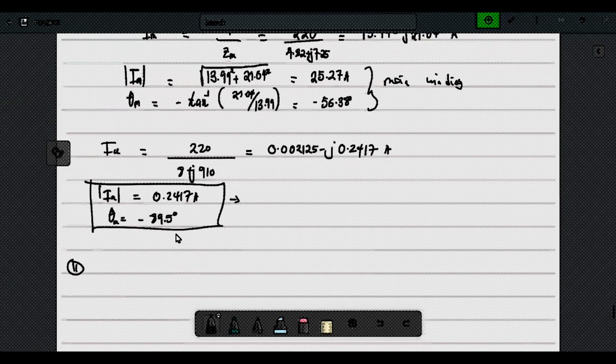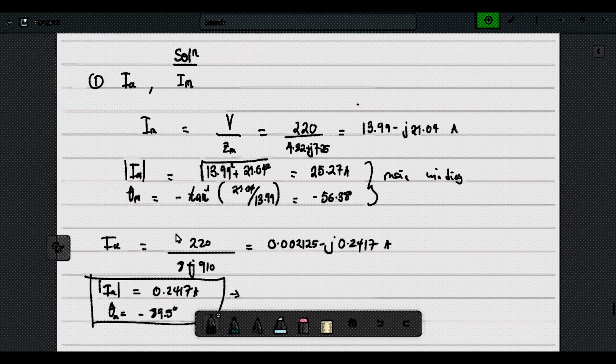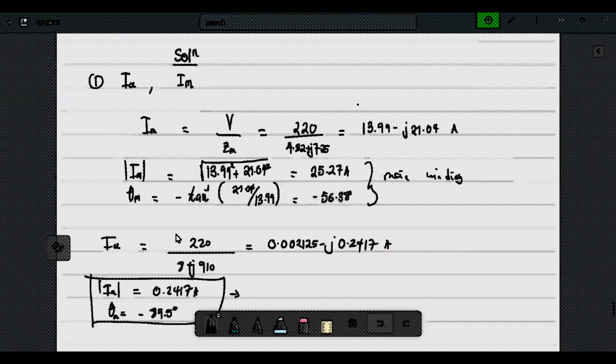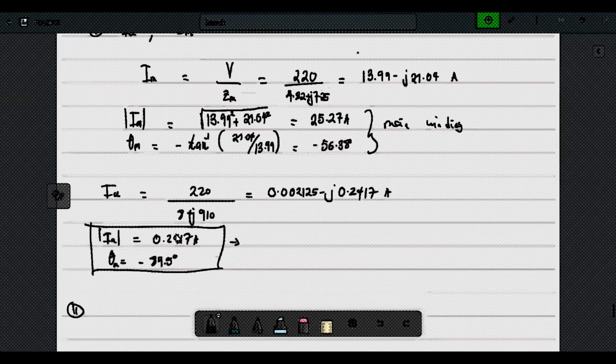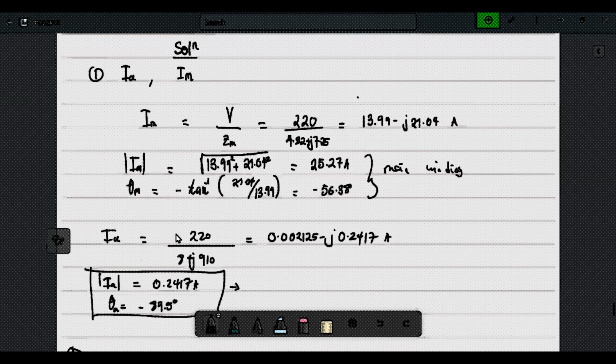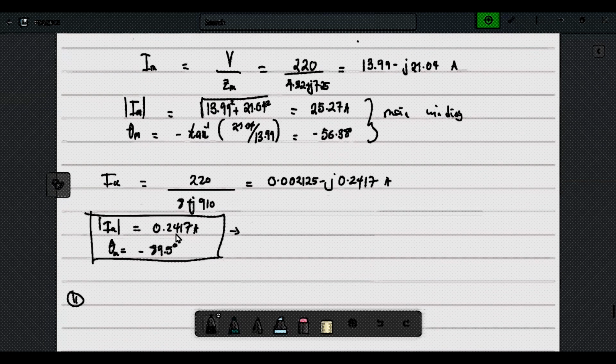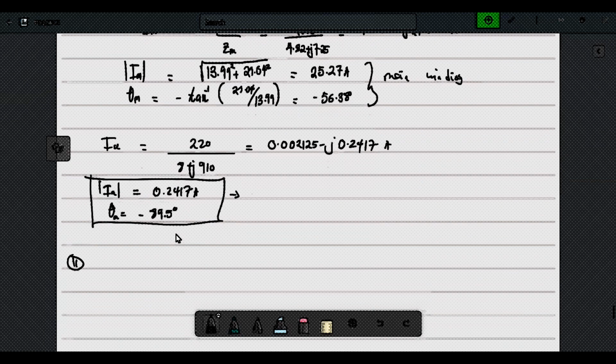Now, if you look at this, the current for the main winding is negative 56.38, and for the auxiliary winding, it's negative 89.5. If you notice the difference in the two phases, it's less than 90 degrees. So the type of field that's created here is a pulsating kind of field, okay? For the torque to be produced, there should be a revolving field, or rotating magnetic field, in short.